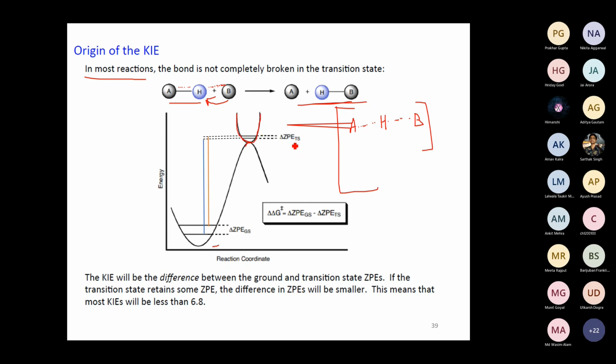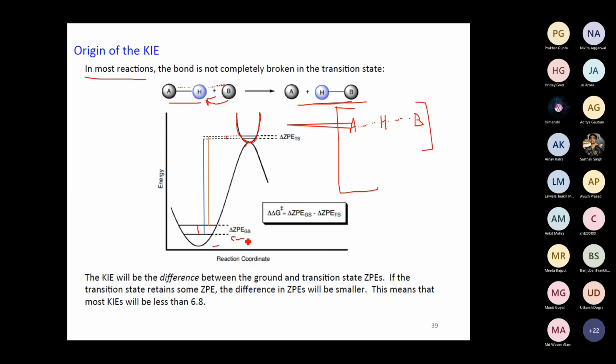So the kH by kD all depends on, I think I told in the last class, the difference between the zero-point energy of the ground state versus the difference between the CH and CD bond in the excited state or transition state. So which is faster, which barrier is lower, for CH or CD?